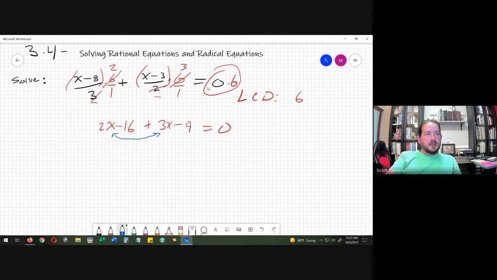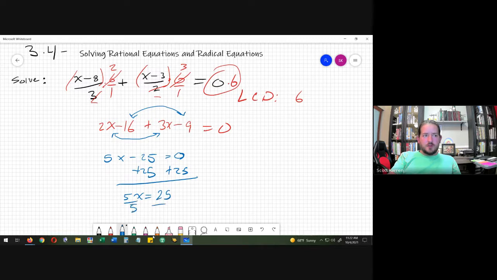So I can combine like terms. My 2x and my 3x give me 5x, and then minus 16 and minus 9 is minus 25, and that's equal to 0. Then I just add 25 to both sides. That leaves me with 5x equals 25. Divide each side by 5, and we're done. That's the solution to this problem.